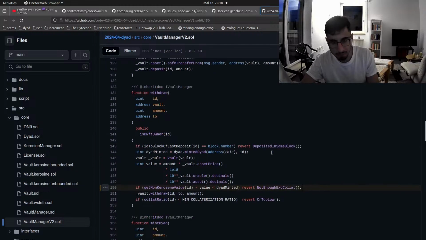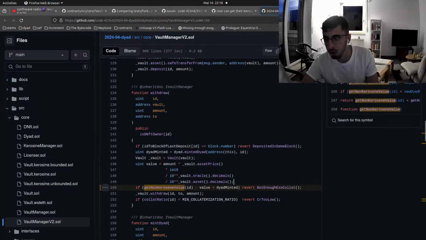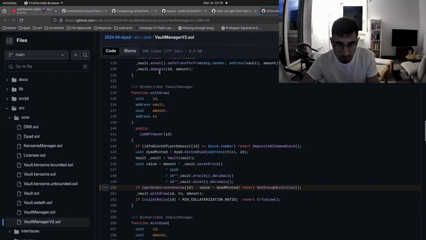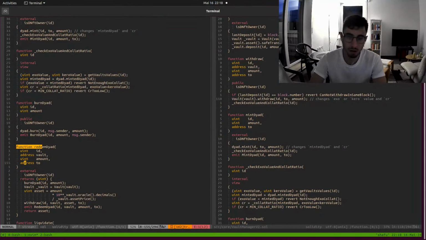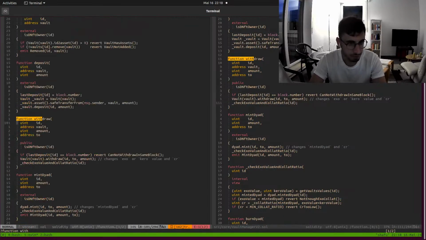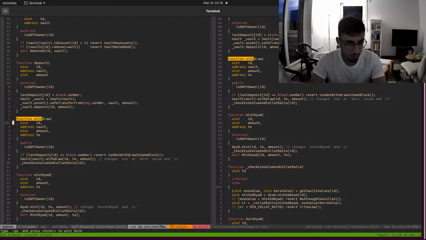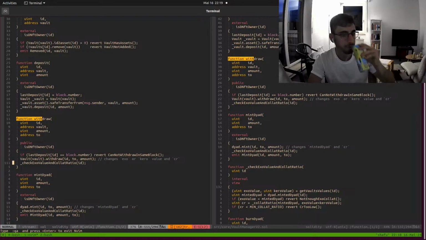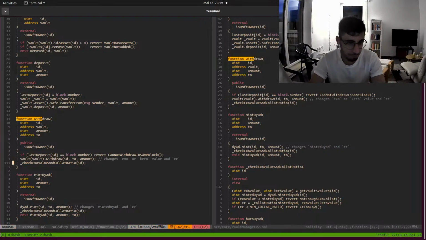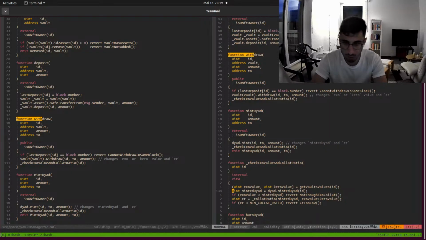I see. The problem is, yeah, we're checking for non-kerosene value, but we could be withdrawing kerosene. So this is completely fixed. And the way we do it now is completely different. When we do a withdrawal, we check for exogenous value and collateralization ratio.